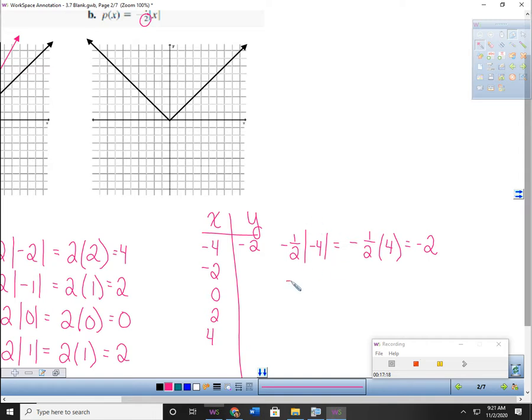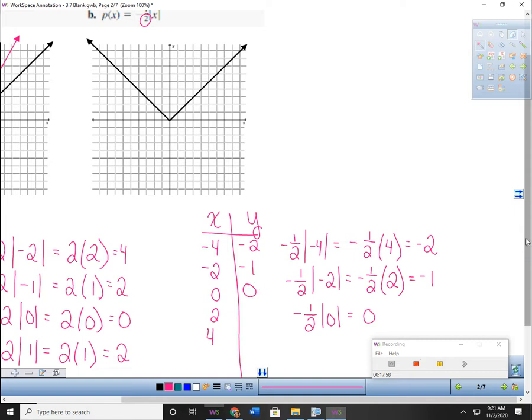All right, so now I have -1/2 times the absolute value of -2. So keep the -1/2. What's the absolute value of -2? 2. So if I take half of 2, that would just be 1, right? -1. Then I'm going to do the 0. So -1/2 times the absolute value of 0. That's just going to end up being what? 0.